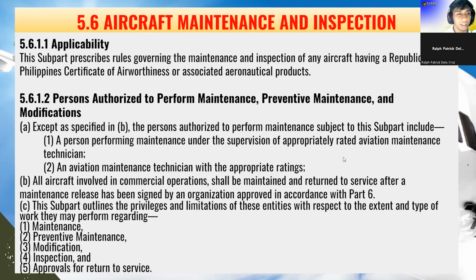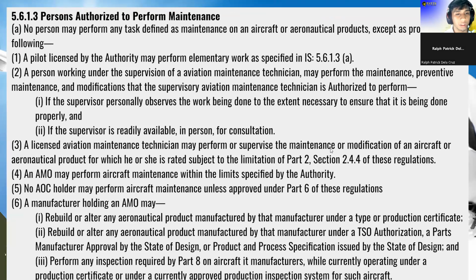In this subpart, it says that maintenance, preventive maintenance, modifications, inspection, and approval for return to service are the only things that can be performed by the authorized person or a licensed aviation maintenance technician. Persons authorized to perform maintenance. No person may perform any task defined as maintenance on an aircraft except as provided in the following. A licensed aviation maintenance technician may perform or supervise, if there is an available supervisor who observes personally to ensure the work is being done properly.